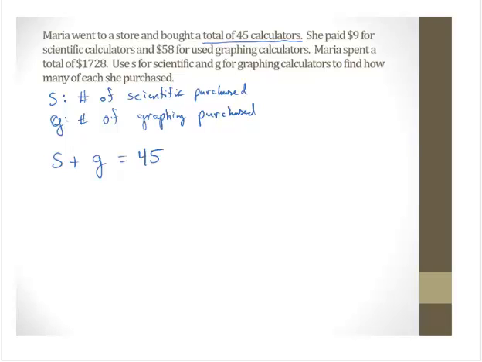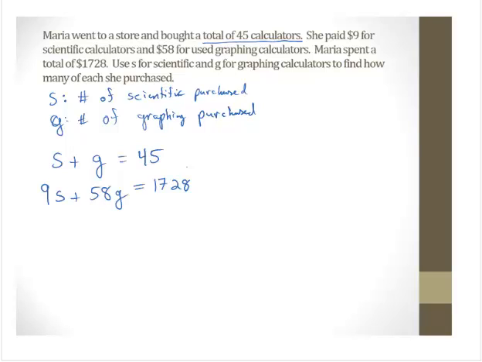She paid $9 for scientific and $58 for used graphing calculators, and she spent a total of $1,728. So she bought S scientific calculators at $9 a piece, so the total amount she spent on the scientific calculators would be 9 times S. Similarly, she spent 58 times G for the graphing calculators, and the total amount of money spent is $1,728. So now we have a system of equations in S and G that we can use to solve this problem.